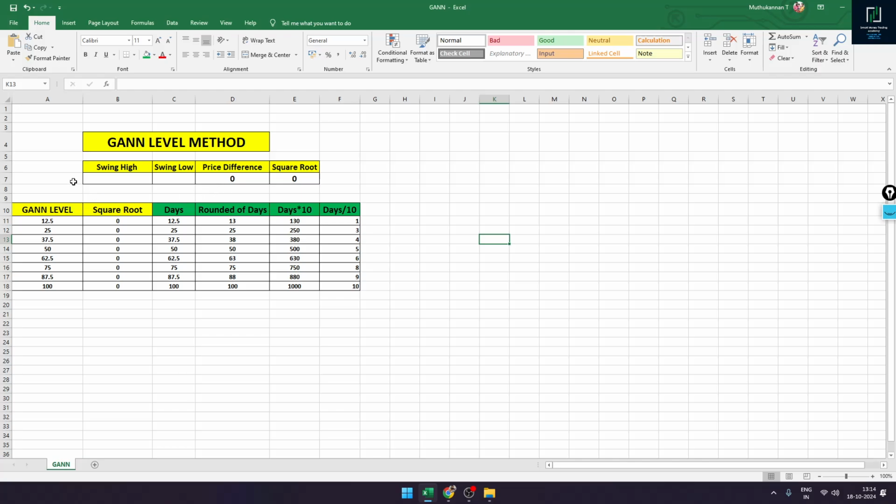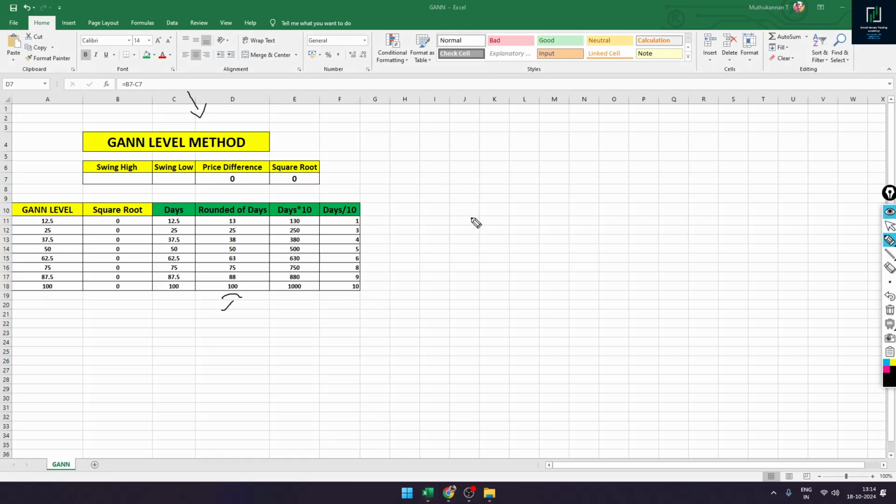You can see here I have mentioned swing high and swing low. You need to give the high price and low price here, and the formula will automatically find the difference between high and low, and that number will be square rooted. In school days you studied the square root formulas, right? I believe everyone would have studied.